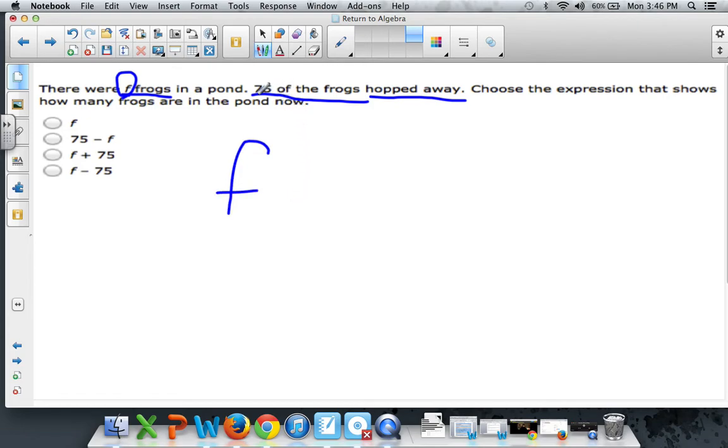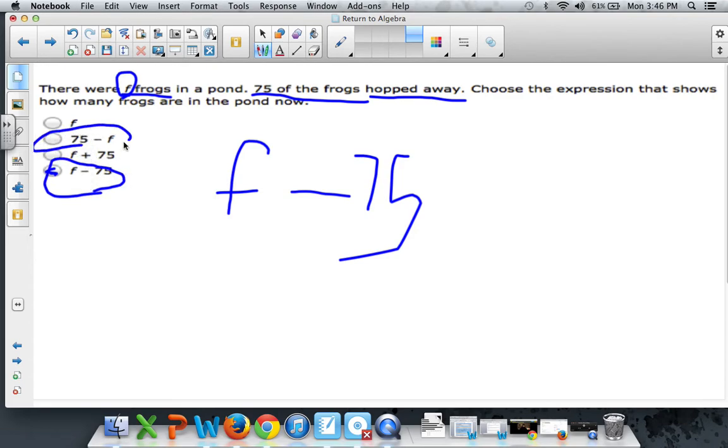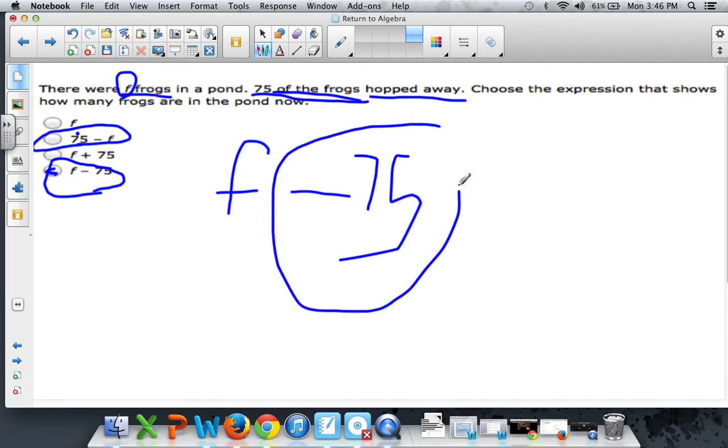But then we know that 75 of them, we underline that, hopped away. Hopped away, what does that mean? That means there were less, right? That means subtraction. F minus 75. Now, hopefully you know that hopped away means subtraction, but why is this the answer and not this one? Well, it's because we didn't start with 75. 75 hopped away. So 75 has to be subtracted.